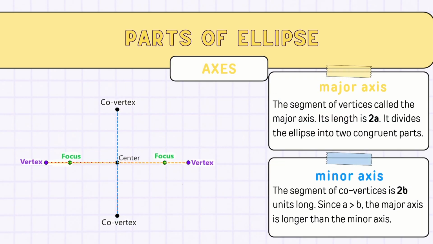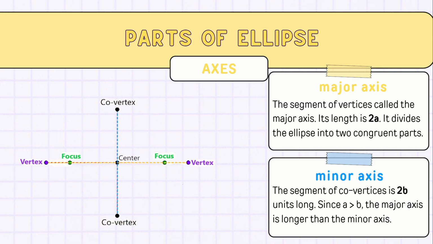And finally, axes. In an ellipse, you have two axes, a major axis and a minor axis. The major axis is the longest line. It passes through the center, both vertices and both foci. Its length is 2a. It divides the ellipse into two congruent parts. The minor axis is the shorter line that passes through the center and both covertices. It is measured as 2b units long.